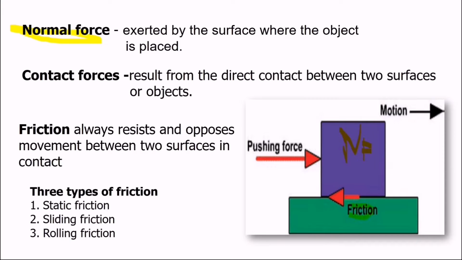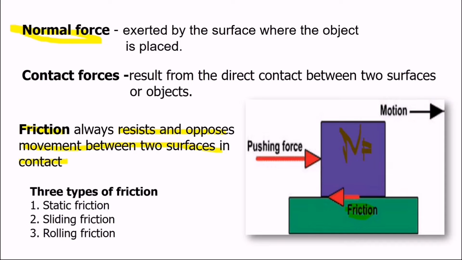So, kung i-push nimo na nga na-contact sa ubos, ang tawag is pushing force. Normal force ang naa diri sa object, contact forces kanang direct contact between the two surfaces of the object. Ano friction, mao na siya ang mag-resist kung itulod nimo.